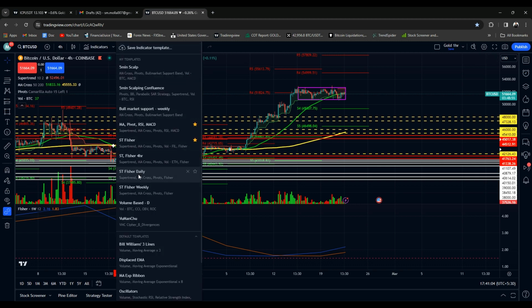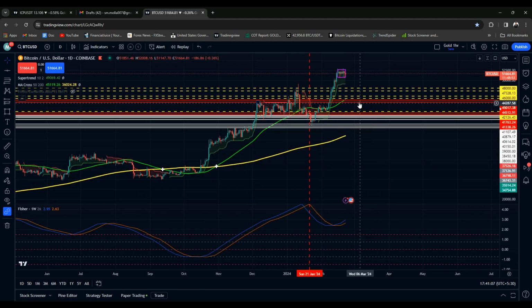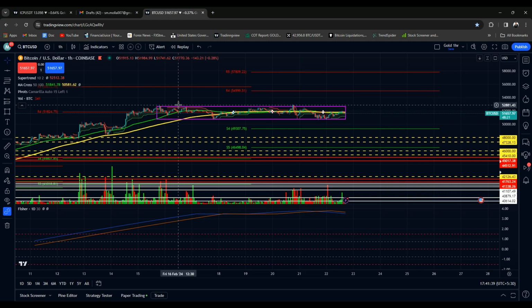Now we go to the daily Supertrend, which is still very bullish, but at the top it's creating some sort of an exhaustion pattern, and obviously the Fisher is very bullish at the moment. So that's the issue. We have an idea of a trade, but no way to execute it really without going against our strategies.